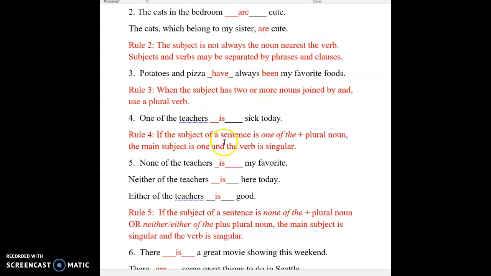Okay? So the fourth rule, if the subject of a sentence is one of the plus plural noun, okay, so when you use one of the, the noun is always plural. The main subject is one and the verb is singular. So this often gives people trouble, okay? So one of the teachers is sick today, and the of the teachers is not your subject.